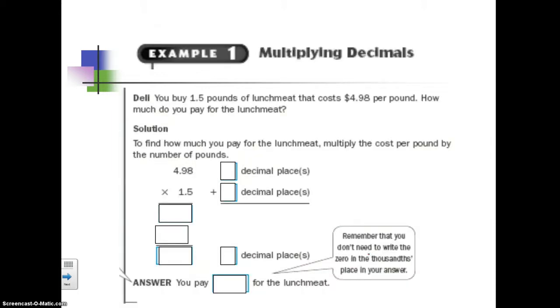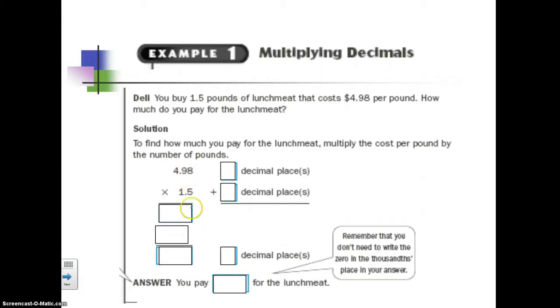For example 1, you buy a pound and a half of lunch meat that costs $4.98 per pound. How much do you pay for the lunch meat? To find out how much you pay, you need to multiply the cost per pound by the number of pounds.